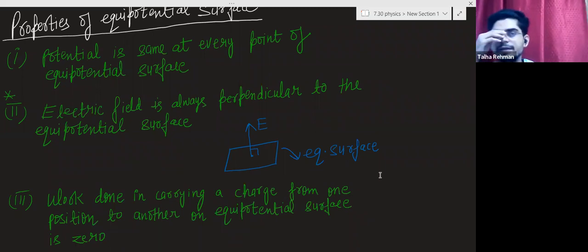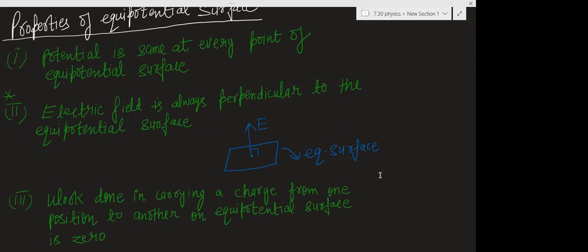Can electric field lines intersect each other? No, sir, they can't. It will show two directions then at a particular point. Good.